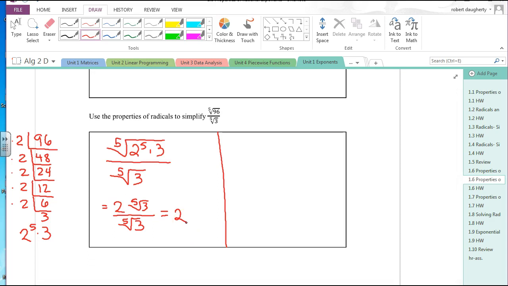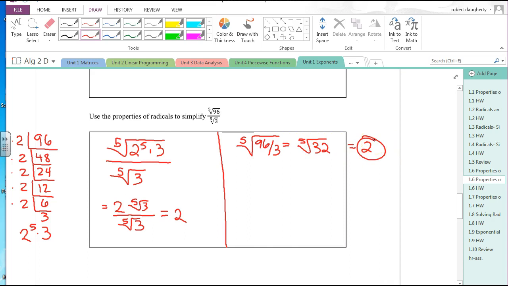Now, another way of writing this, I could have written this as the fifth root of 96 over 3. 96 divided by 3 is 32. This is the fifth root of 32, which is 2.